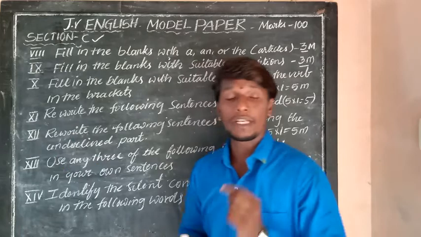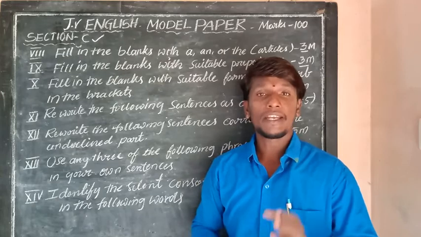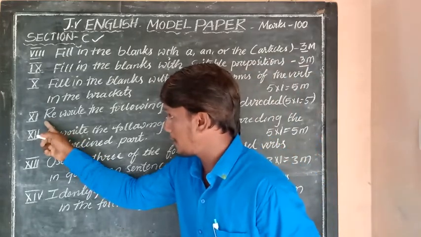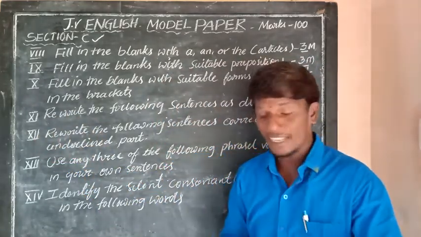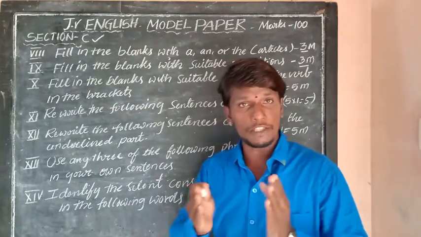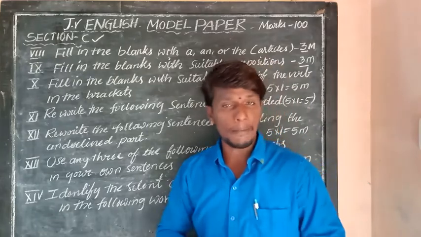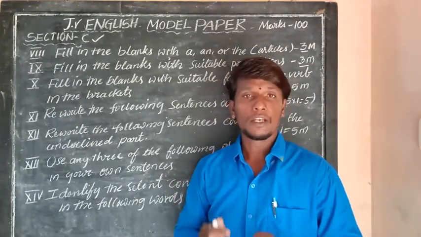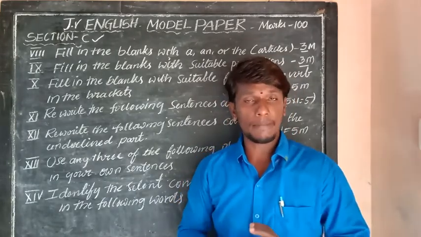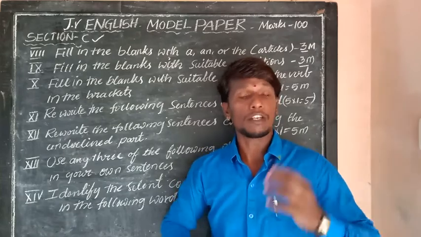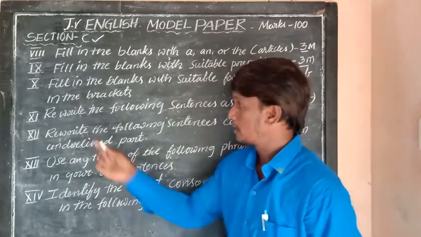The second one is reported speech. A direct speech is given, and you should change the direct speech into the indirect speech. So under Roman number 11, the very first question is active and passive voice, and the second question is reported speech, that is direct and indirect speech. The third question is degrees of comparison: positive degree, comparative degree and superlative degree. One degree will be given, and you need to change it into the other degrees. That is for 1 mark.